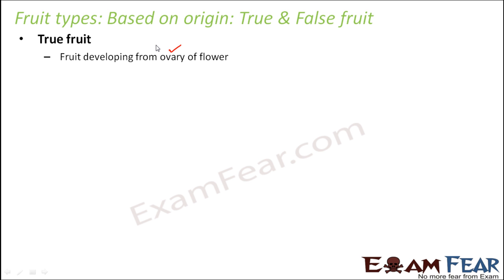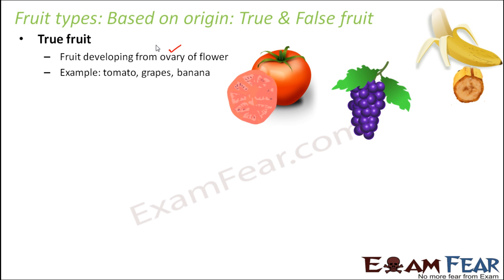So those fruits which directly develop from the ovary are called true fruit. Examples are tomatoes, grapes, banana. So in all of these, the fruit is nothing but the ovary, and inside, whatever seeds you have are the ovules, right? Whereas false fruit is the one which either develops indirectly from the ovary, that is from the inferior ovary, or develops from other parts than the ovary.